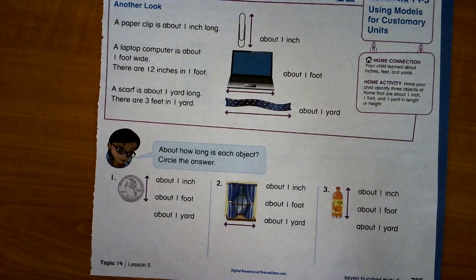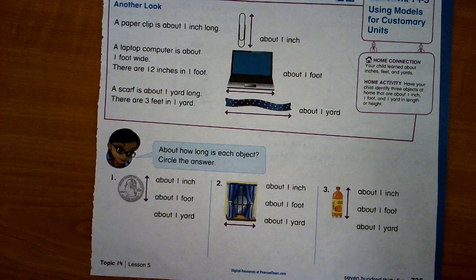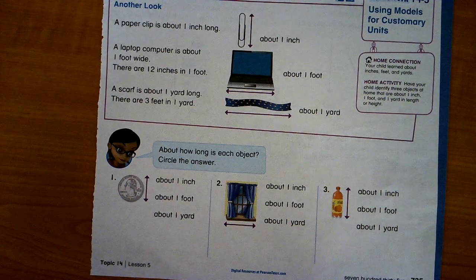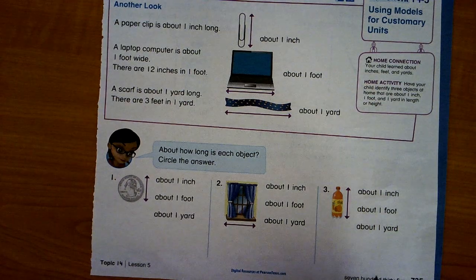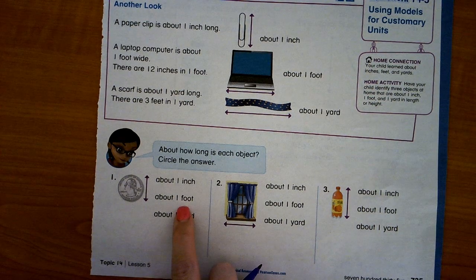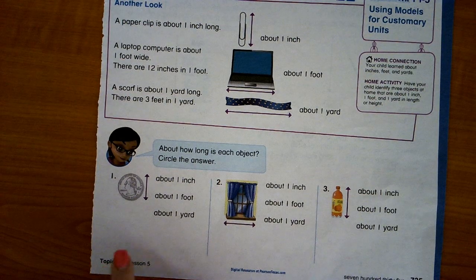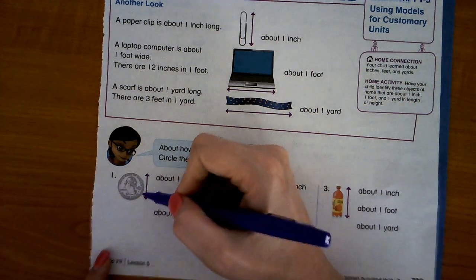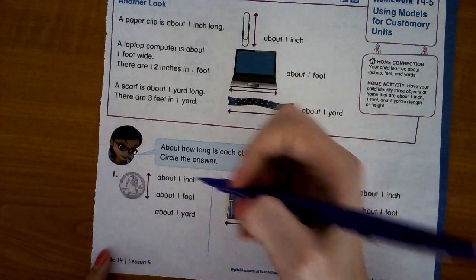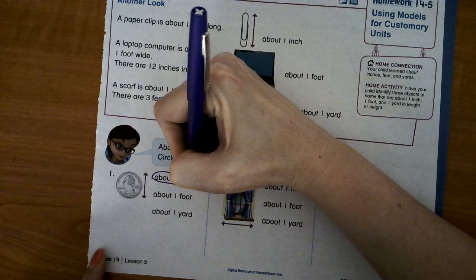And before just selecting an answer in any of these problems, think about that paper clip. Think about that ruler that is 1 foot long. Think about that baseball bat. And then look at that object and think and predict what you think it is. Now a quarter, if I had a real quarter, it would be about 1 inch.